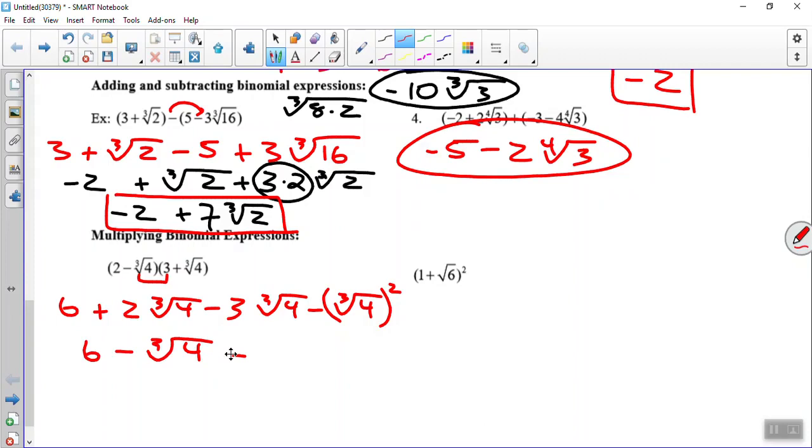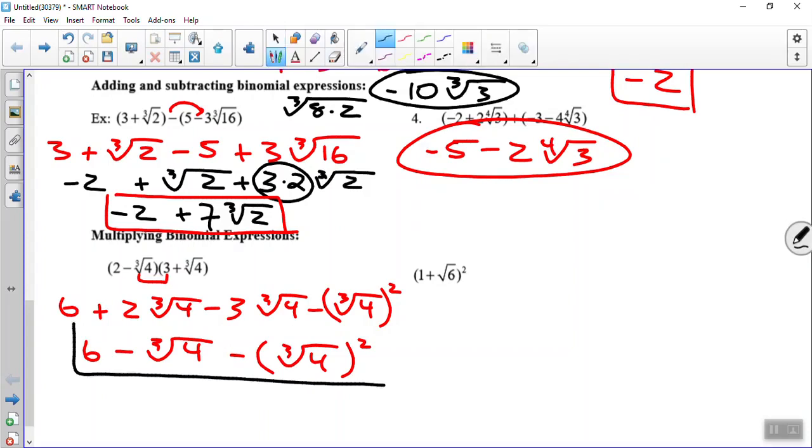So you get negative cube root of 4 squared. If it doesn't simplify, just leave it. Okay, in this particular case, I can't get rid of this radical, so we're just going to leave it.